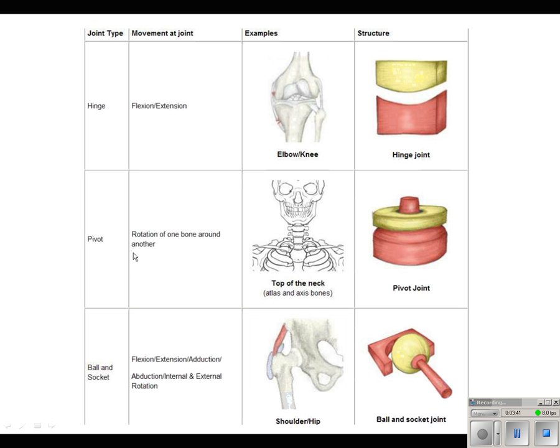The next one is a pivot joint, and what happens here is there's going to be rotation of one bone around another. So if you turn your head around, that's actually working on a pivot joint. And the last one on this page is going to be a ball and socket joint, which is found in the shoulder or the hip. So take your arm and rotate it in a circle. That's that ball that's hooked into the socket, as you see in this caricature here. That's what happens at your shoulder and hip area.